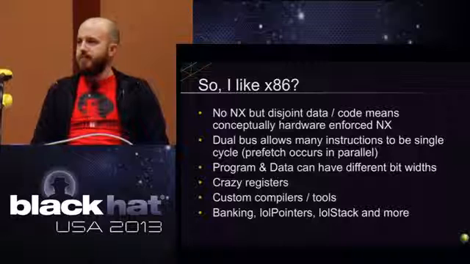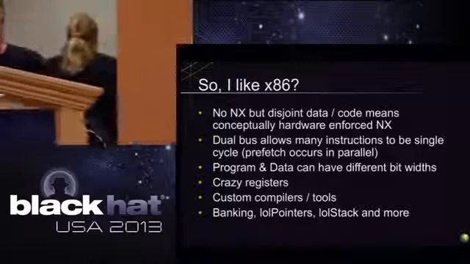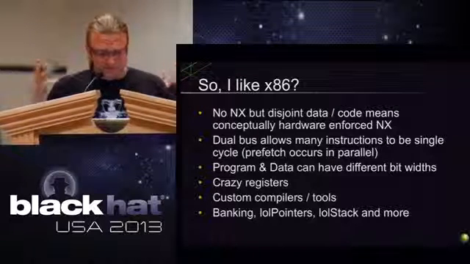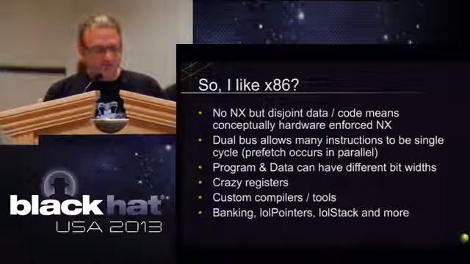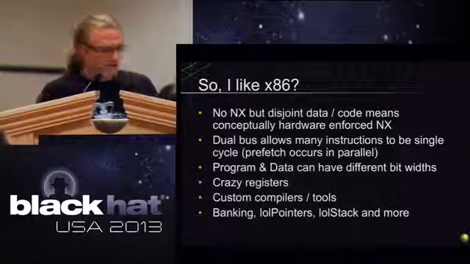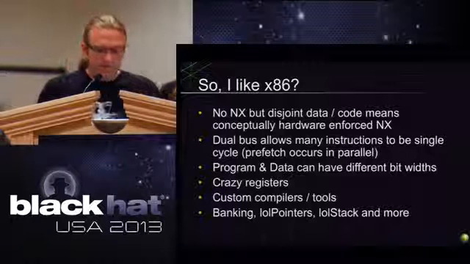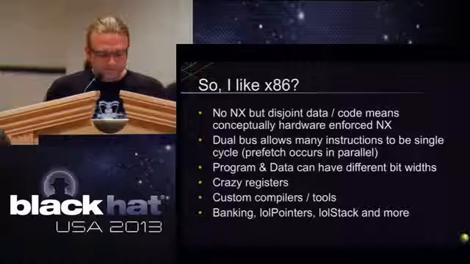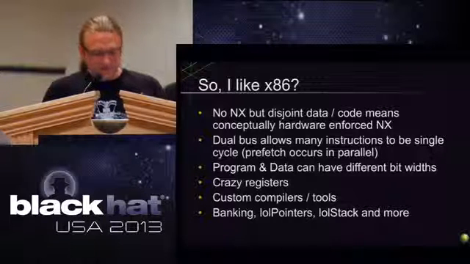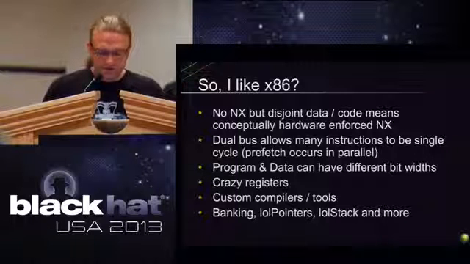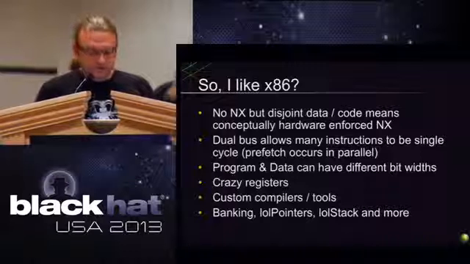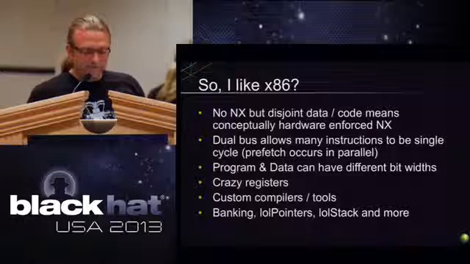So what we started seeing when we look at Harvard a little more is the first headache: because the buses are different, because it's physically separated, we can have program and data actually have different bit widths. It starts to be a pain, but not really for us. It's just interesting. Crazy registers. You typically have custom compilers and custom tools. You have banking headaches, which Nathan will get into in a little bit. And then things like pointers and stacks are just awkward or gone or work way different.